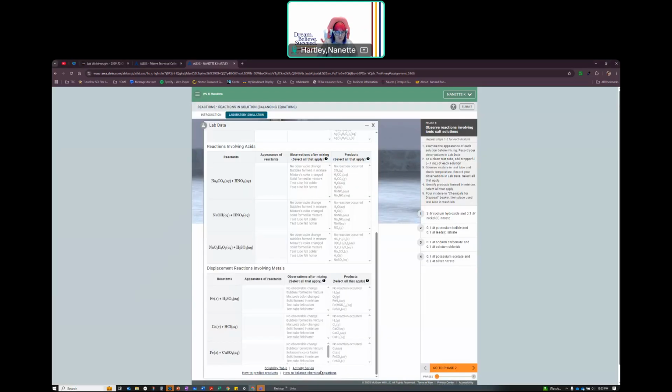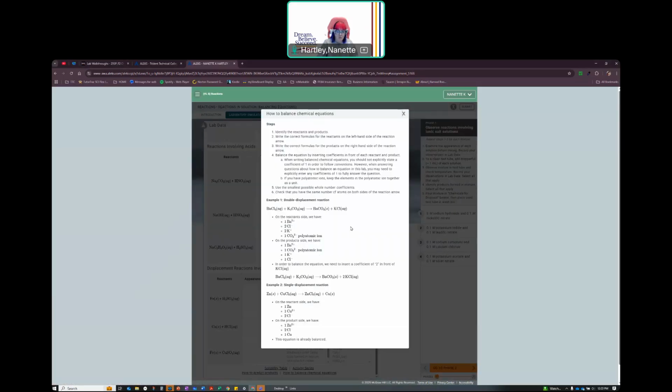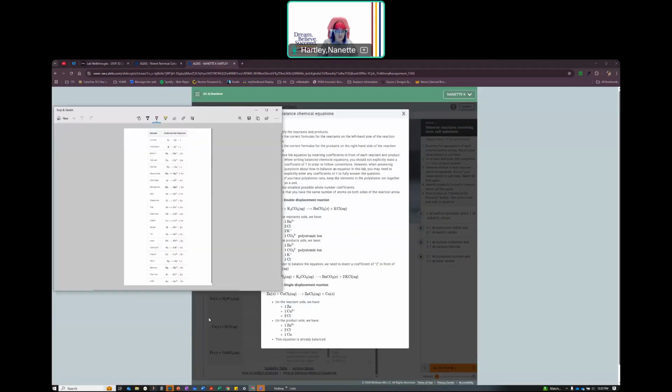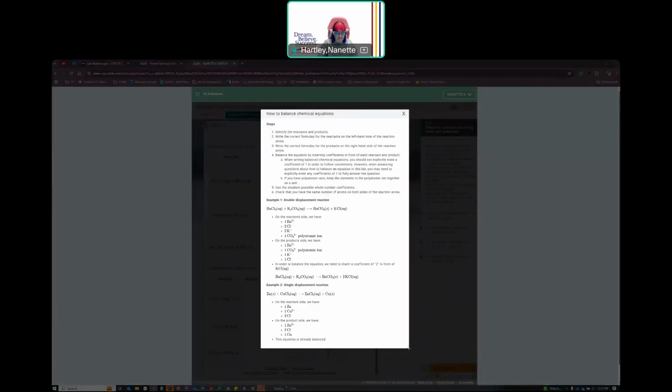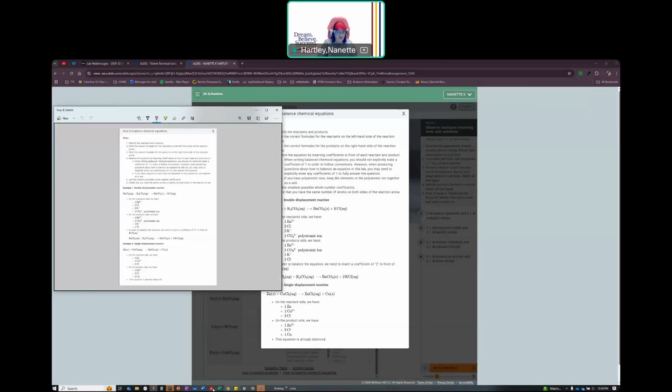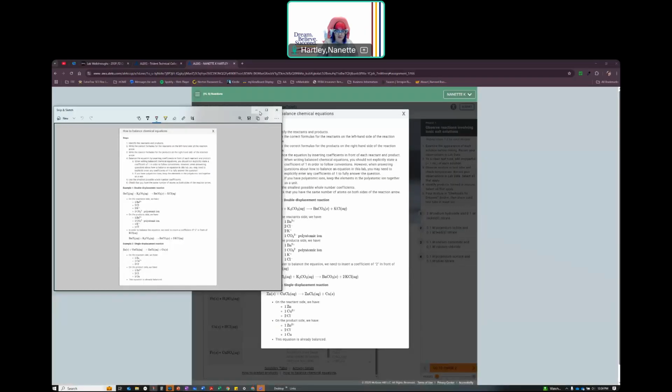The other thing that they give me is how to balance chemical equations. So these are some rules for how to balance chemical equations. And so I'm going to take a screenshot of this because I may need this at some point. And that way I've got a copy of all of the rules and things that they've given me for doing this. Get rid of that, I can close this out.